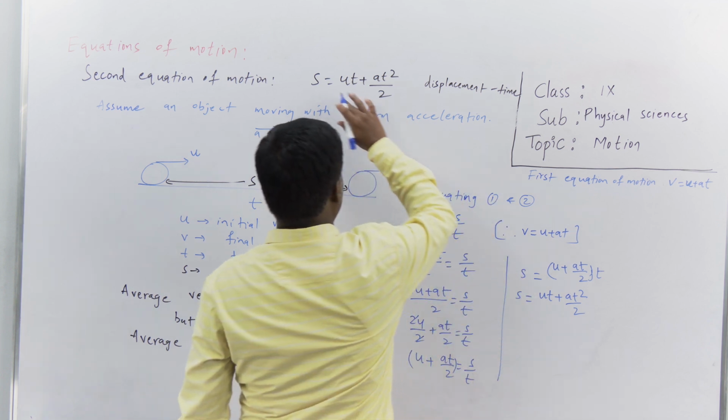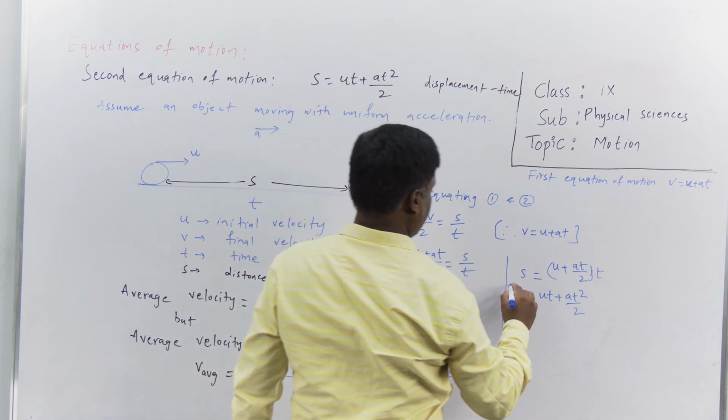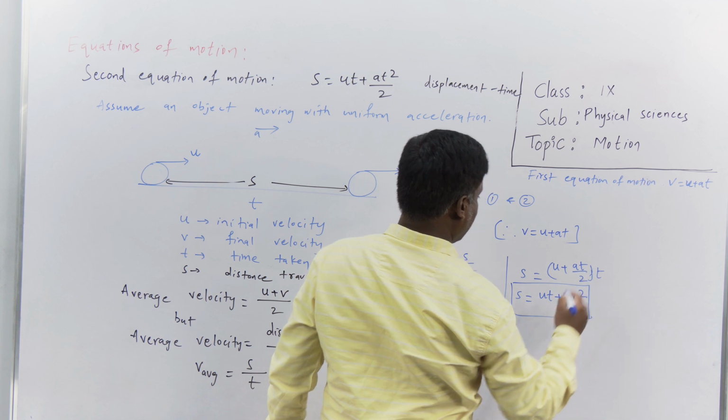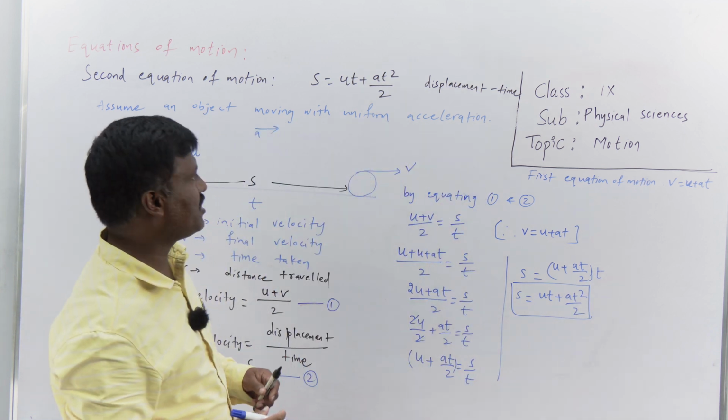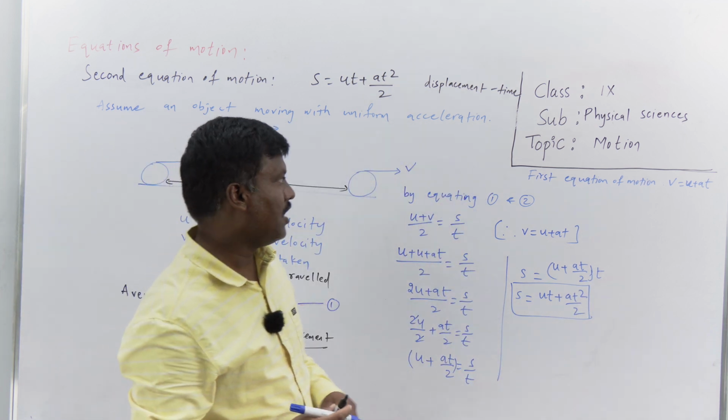Okay, so we got this second equation of motion. This is s is equal to ut plus at square by 2. So this is the derivation part of the second equation of motion.